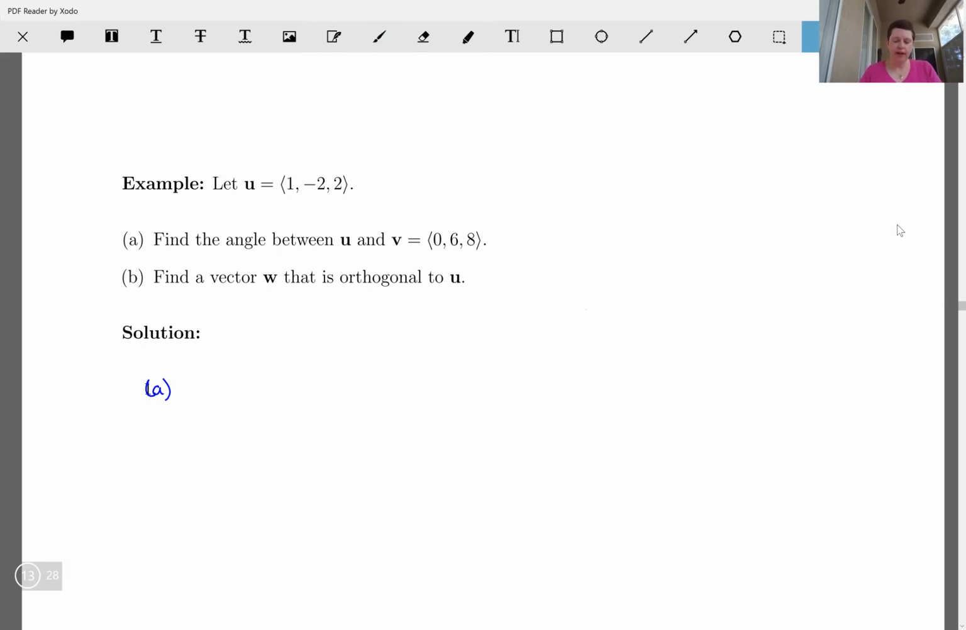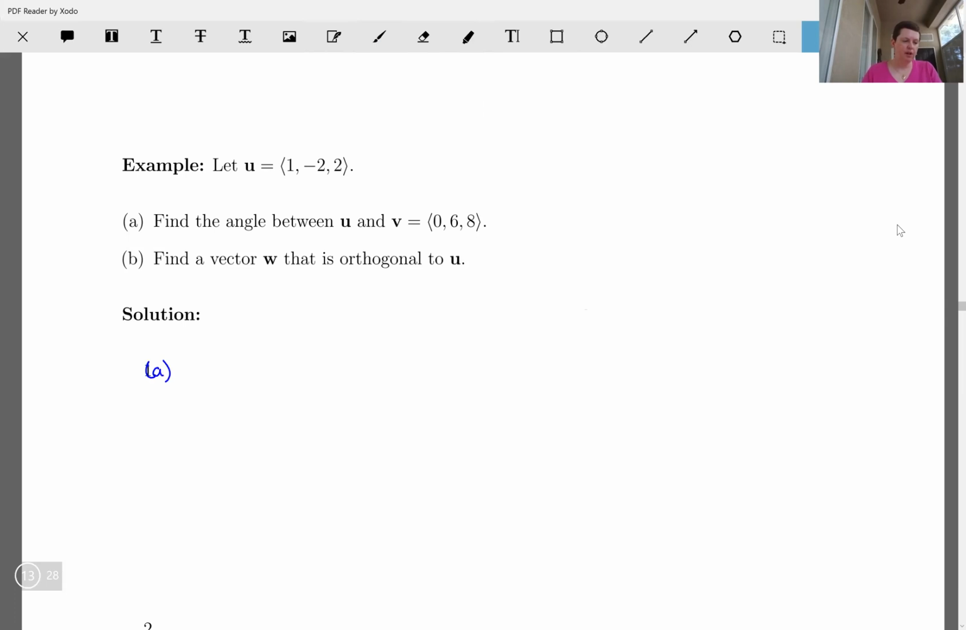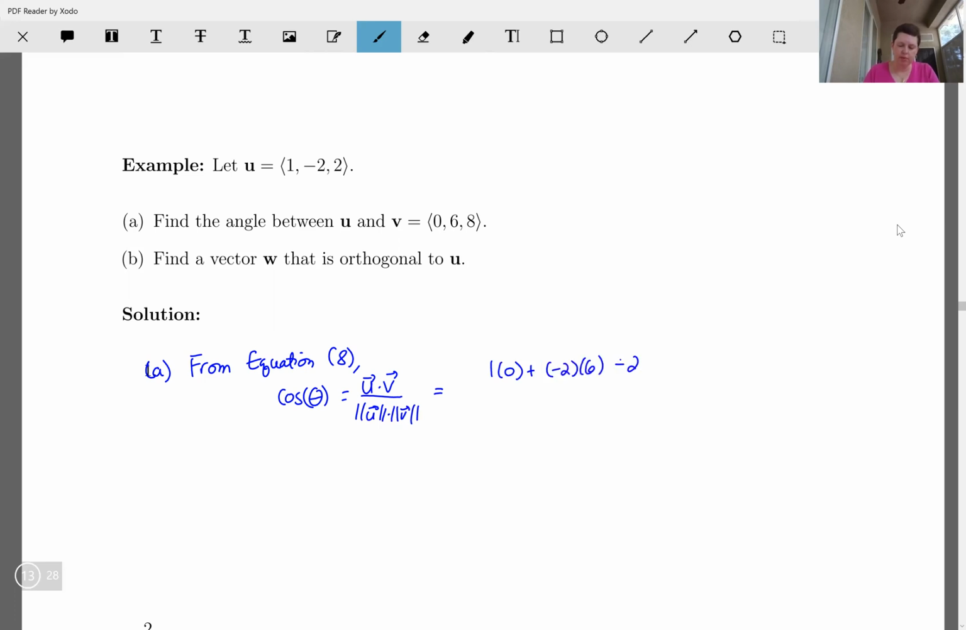Okay, let's find the angle. Let's take this vector u, 1, negative 2, 2, and find the angle between that vector and the vector v, which is 0, 6, 8. Well, that's pretty straightforward, right? From equation 8 up there, we know that cosine theta is equal to the dot product of u and v over the product of those norms. So the dot product of u and v is 1 times 0 plus negative 2 times 6 plus 2 times 8. And what about the norms?